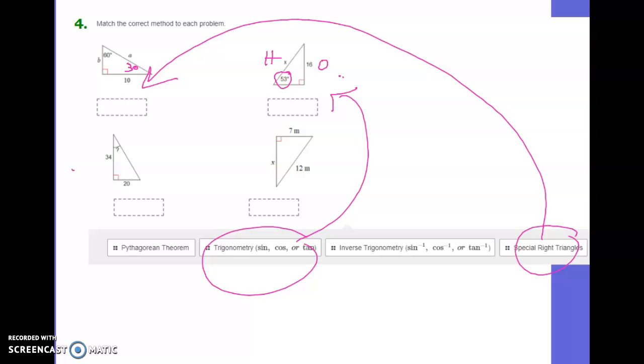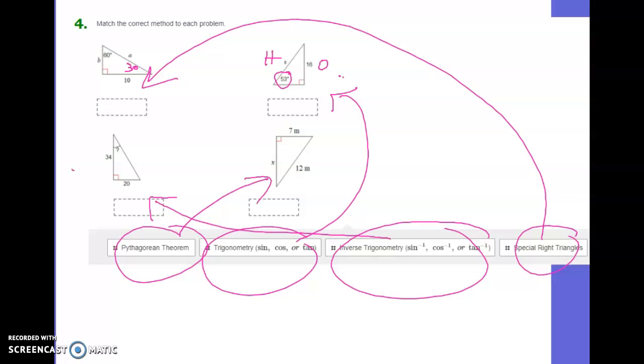For the third one down here, we're asked to find the measure of an angle, so we know immediately that is going to be inverse trig. And the last one, we have a right triangle. We're given the lengths of two sides, and we're asked to find the third side. So that is Pythagorean theorem.